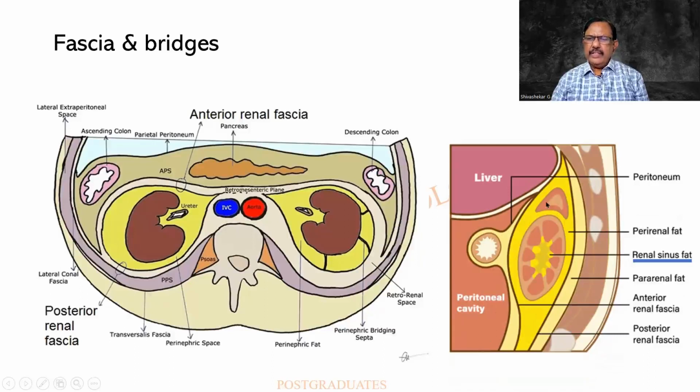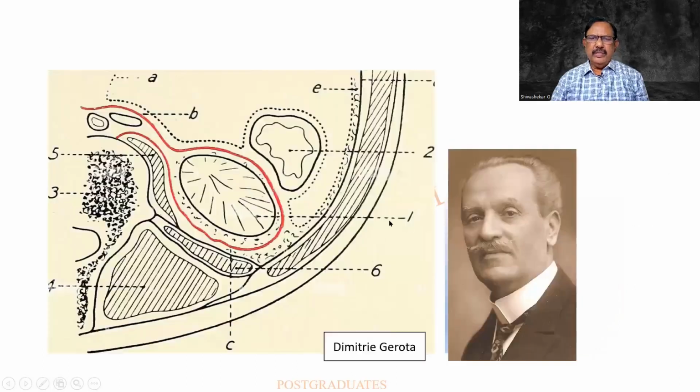There is a fascia that is surrounding it, which is called the Gerota's fascia. This is again Dmitry Gerota, who was the person who has named the fascia. Look at this particular diagram over here. So the kidney again, there is the perirenal fat and then the Gerota's fascia marked in the red, and then there will be the pararenal fat. This we will be having in mind.